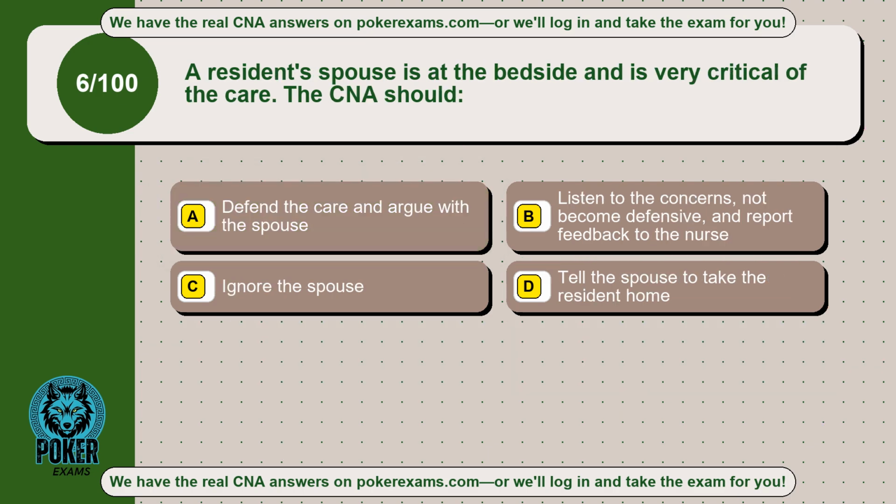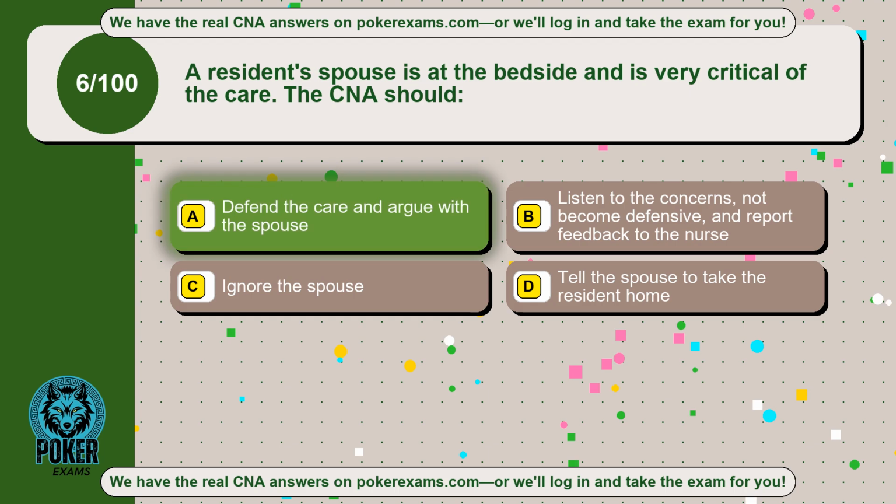Question 6. A resident's spouse is at the bedside and is very critical of the care. The CNA should: Option A, defend the care and argue with the spouse. Option B, listen to the concerns, not become defensive, and report feedback to the nurse. Option C, ignore the spouse. Option D, tell the spouse to take the resident home. The correct answer is option A, defend the care and argue with the spouse.